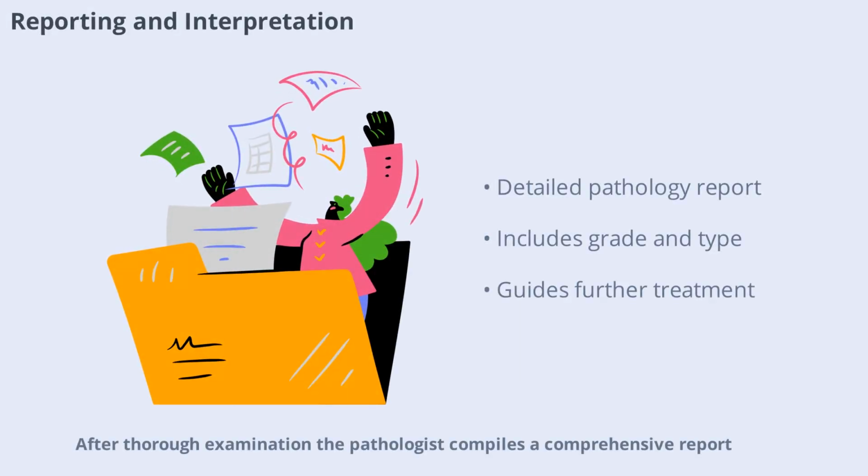After thorough examination, the pathologist compiles a comprehensive report. This document includes descriptions of the tissue's appearance, the type and grade of cancer, and any relevant molecular findings. Clear communication between the pathologist and the treating physician is essential to ensure the patient receives the most appropriate care. The report often guides further diagnostic tests or immediate treatment decisions, making accuracy and clarity in reporting paramount.